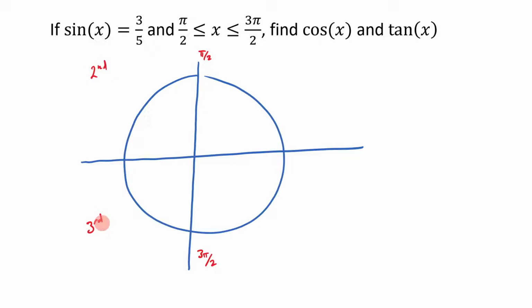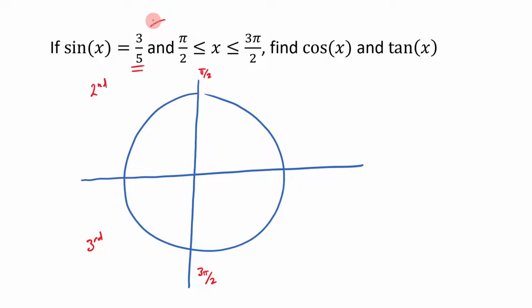We keep on going. Now I'm told that sine of x is equal to 3 on 5. Do you see how my sine is positive, isn't it? So let's just mark that in. For me to have a positive sine, I must be in my second quadrant, because I know that I would end up with a negative sine if I was in my third quadrant.